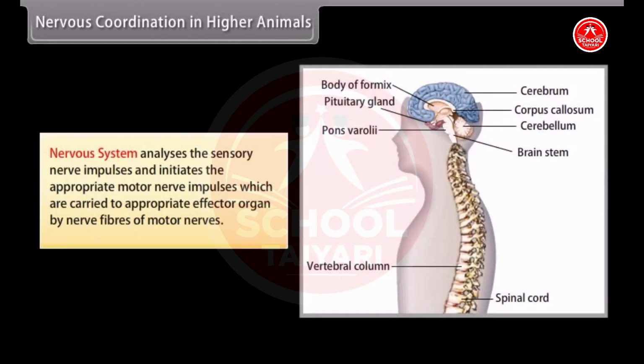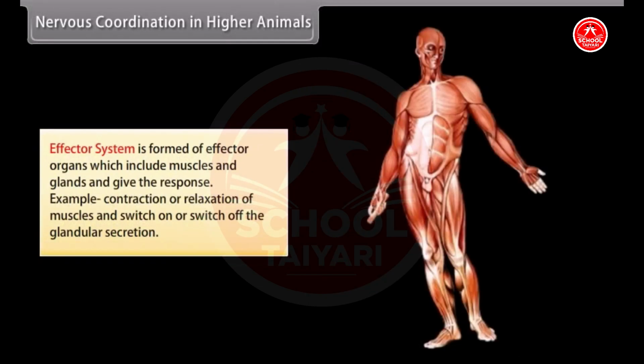The nervous system analyzes the sensory nerve impulses and initiates the appropriate motor nerve impulses, which are carried to the appropriate effector organ by nerve fibers of motor nerves. The effector system is formed of effector organs, which include muscles and glands, and give the response. Example: contraction or relaxation of muscles and switch on or switch off of glandular secretion.